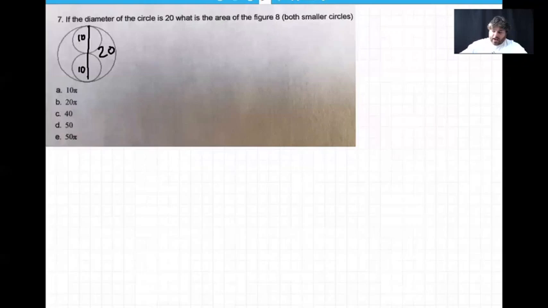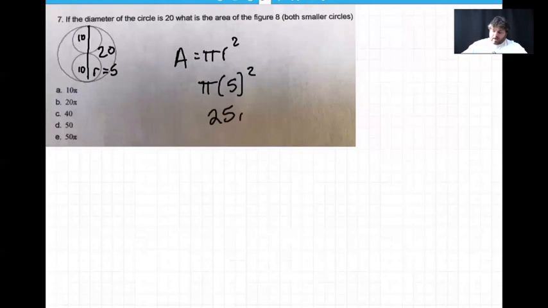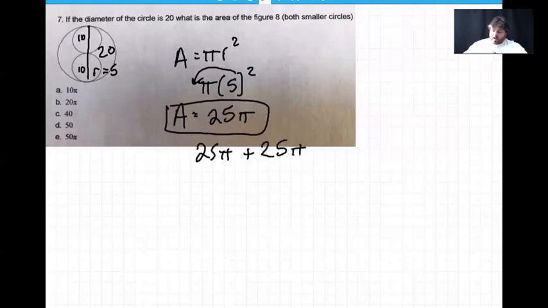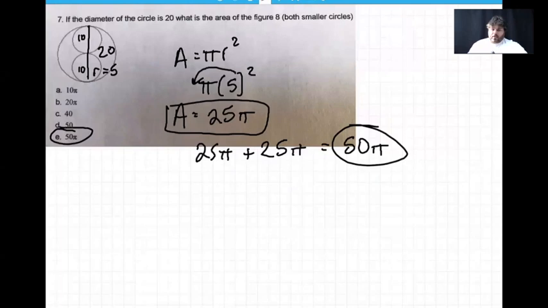Now remember, we're talking about area, and the formula we use for area is pi times the radius squared, not the diameter, but the radius. So really what we're going to say is that the radius is 5. It's half as big. So if I do pi times 5 squared, I get 25 pi. Remember, we usually move the number out in front after we actually know the number. So the area of the smaller circle is 25 pi. Well, since there's two of them, I just add 25 pi plus 25 pi, and that gives me 50 pi. So 50 pi is our answer for the area of that circle.